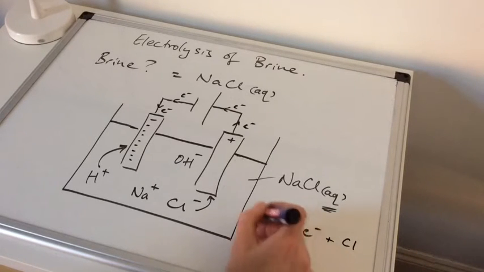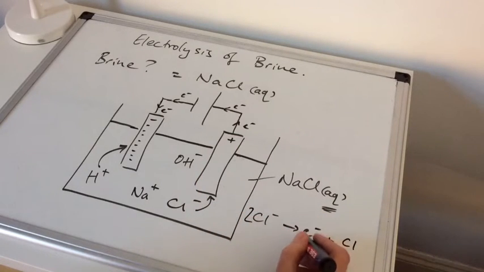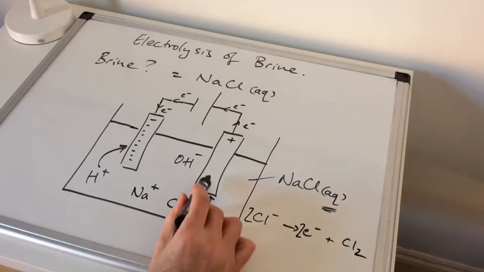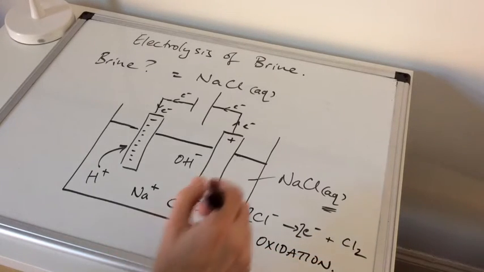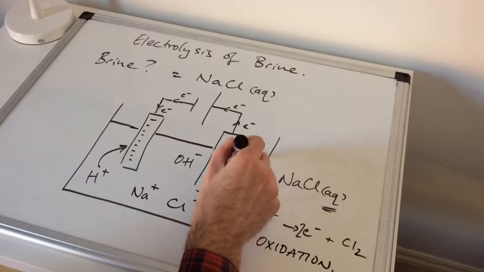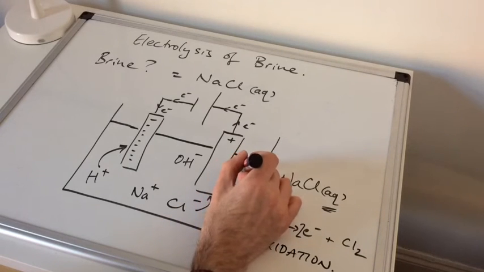Now, every time two chloride ions arrive at the anode, each one gives away an electron, and what's going to form would be a chlorine molecule. So this is the half equation for the reaction that takes place at the anode. And because the chloride ions are losing electrons, this is oxidation. So you would actually see bubbles of gas being produced at the positive electrode, and this is obviously chlorine gas.